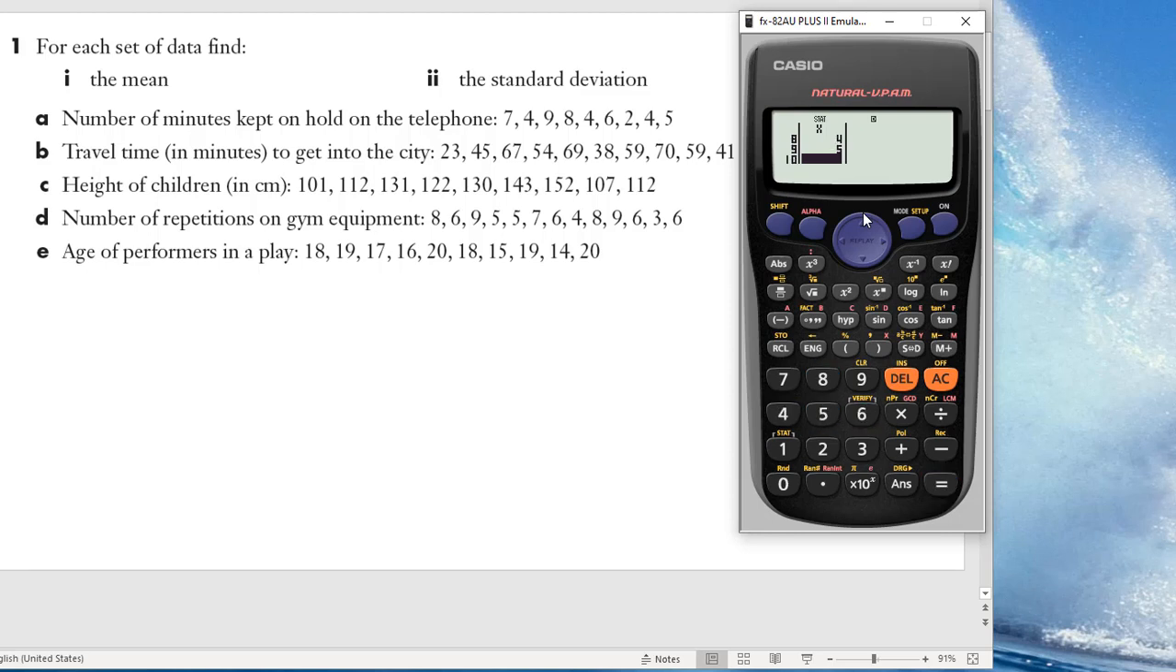Okay, I've got all my data in, the 9 bits of data. Once you've got that in, you hit the AC button. That table disappears. To get the mean, we go Shift 1. Now we're going to choose option 4, that VAR, variance. Remember that was the same as option 1 we chose to get into stats mode. Option 2 is the mean, x with the hat on top. And make sure we hit equals, and we get 5.4.